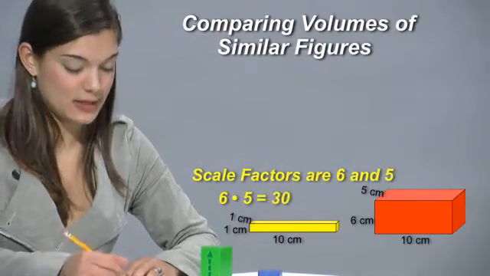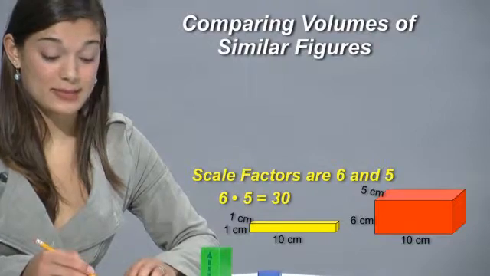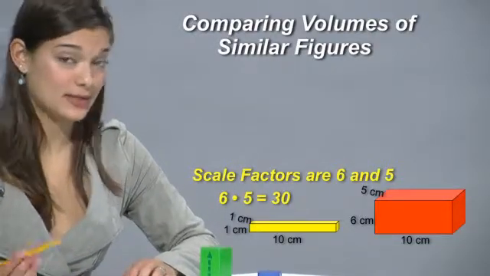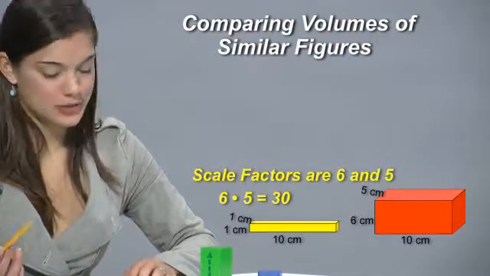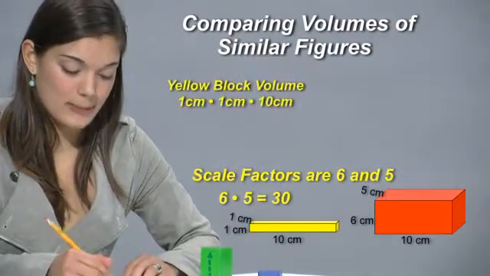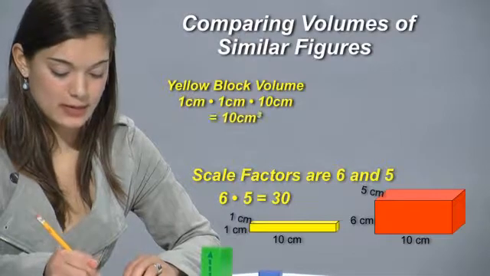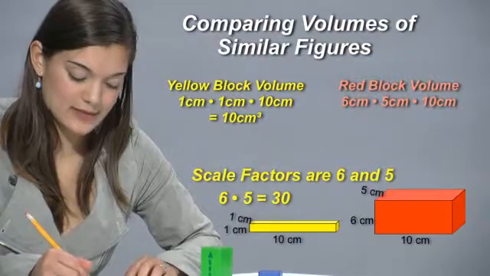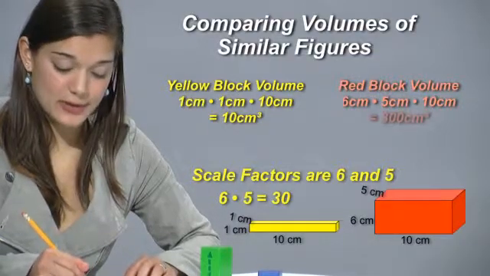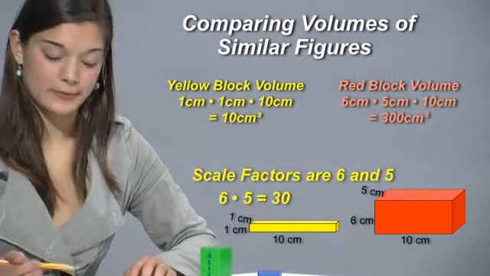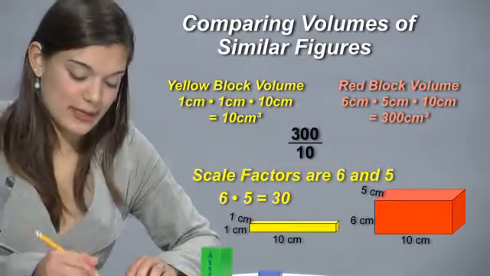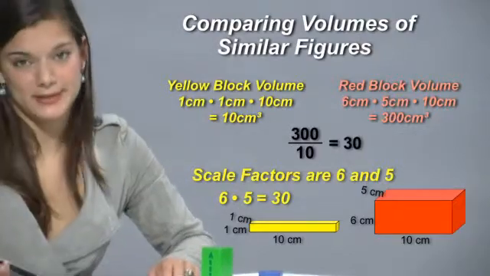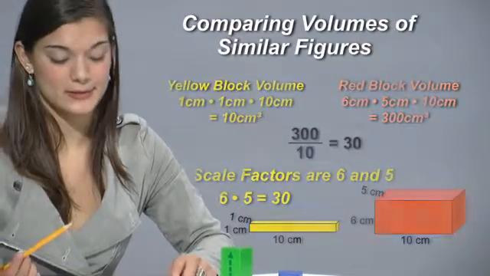So 6 and 5. If we just multiply those scale factors, we'll get the difference in volume. 6 times 5 is 30. And that means that to get from the yellow block to the red block, we should have to multiply by 30 to get the new volume. Let's check just to make sure though. So 1 by 1 by 10 equals 10. So that's the volume of the yellow block. And 6 times 5 times 10 equals 300. That's the volume of the red block. 300 divided by 10 equals 30, which is exactly what we predicted when we multiplied the scale factors.